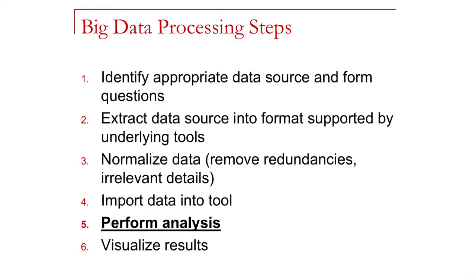So after we have identified the data source and the questions we want to ask on that, we then need to extract the data into a format that we can use with our tools. So as we said, the data may be messy in all kinds of different forms, and we have to bring that data into a form that we can use. We have to normalize that data. So the idea of normalization is removing redundancies and a lot of irrelevant details that we don't need, so that we can get right to the point of the essence of the data that we want to look at. And then once we've normalized and extracted it, we want to import that into some tool that will help us with our analysis. Actually performing the analysis is the goal, and then visualize results. So this sixth point of visualizing results we'll actually talk about a little bit later as well.